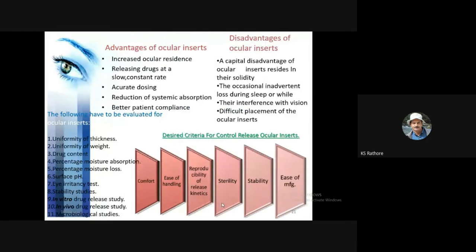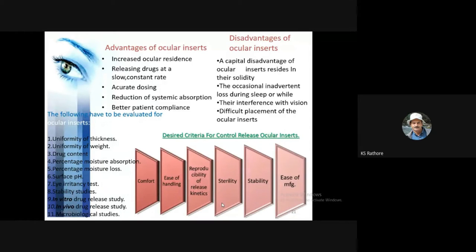Next, advantages of ocular inserts. Ocular inserts increase residence time in the eye. They release drugs at a slow and constant rate, accurate dosing is possible, systemic absorption is reduced, and better patient compliance is achieved with the help of ocular inserts.